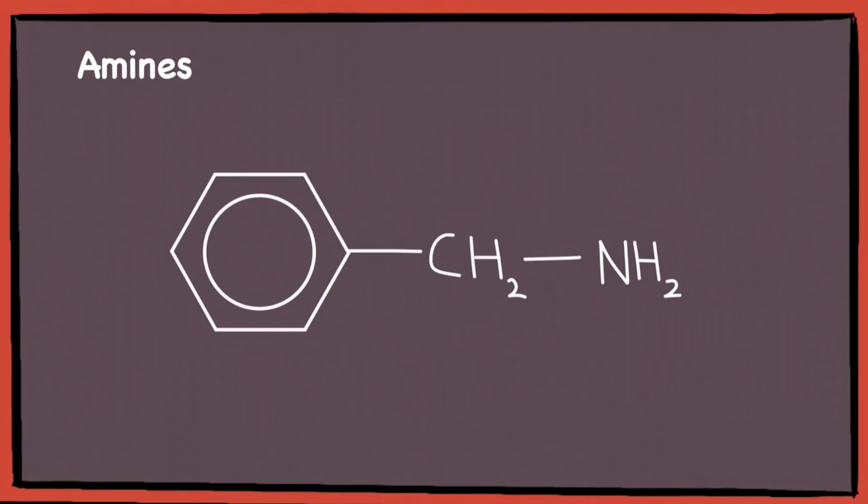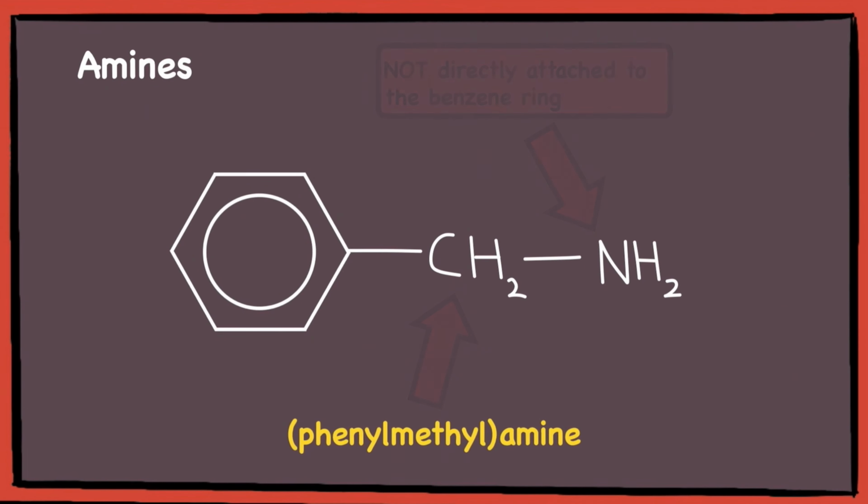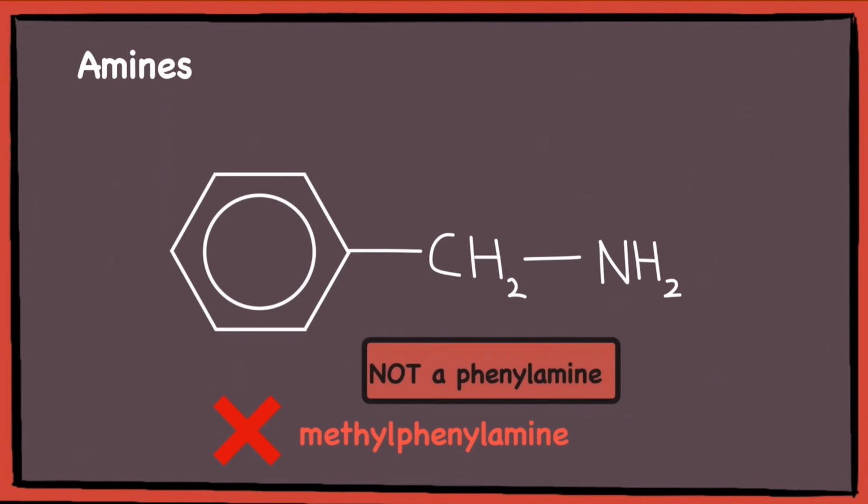Now let's take a look at this interesting organic compound. Some of you may be wondering, is this a phenylamine? Well, the answer is no, because the nitrogen atom is not directly attached to the benzene ring, as the nitrogen atom and benzene ring are separated by a CH2 group. So the name for this organic compound will be phenylmethylamine and not methylphenylamine because it's not a phenylamine.